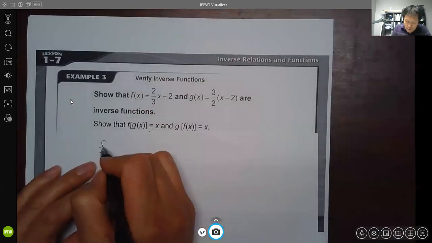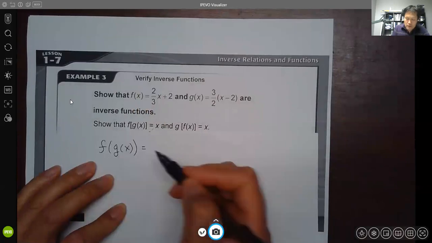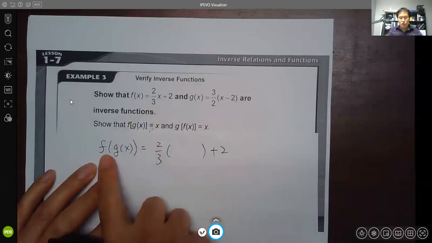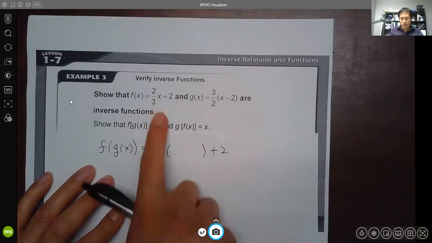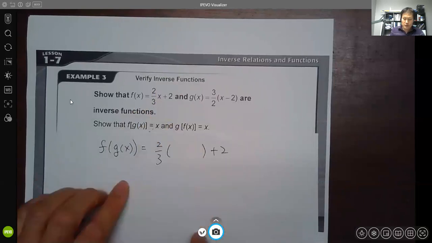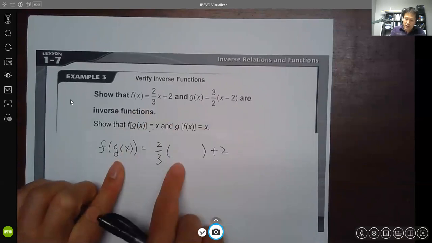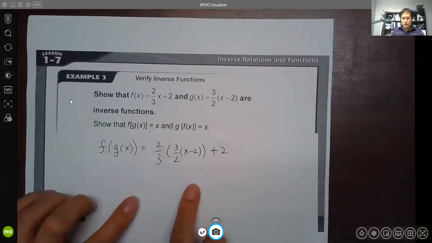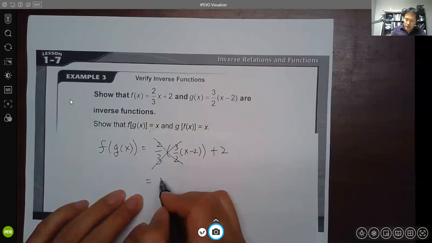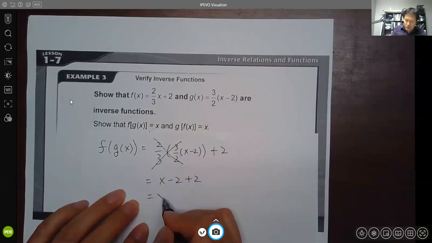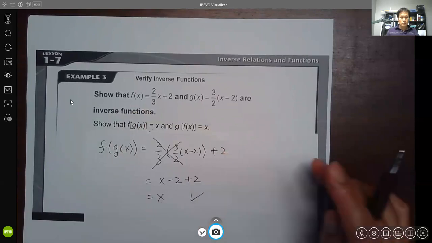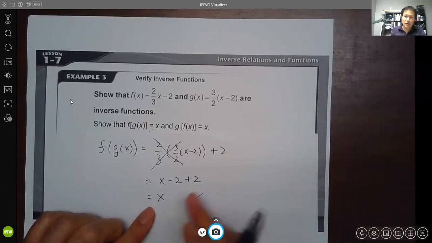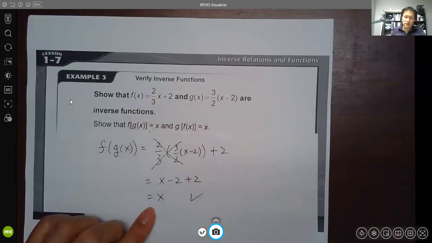So if you do f of g of x, f is this. So you get 2/3 something plus 2. F is a structure here. Copy down f. Instead of x, throw in the parentheses. You're going to plug in g inside here. G inside. So 3/2 x minus 2. You just start with this. 3 cancels out, 2 cancels out. I got x minus 2 plus 2 cancels out, becomes x. Check mark. You have to get x. You get anything else but x, busted. Stop right there. That means they are not inverse functions of each other.